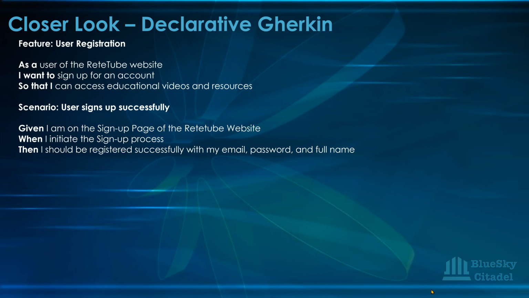The sign up button or the registration, it might not even say sign up, it might say register instead of sign up. But I know that I need to initiate that process. So I know I need to go on the website, look for the register button, click on it, whatever instruction I've been asked on the website to do all of that. Then I should be registered successfully with my email, password, and my full name. So we can see the keywords in here. Given, that's a precondition. When, that's the action and the trigger. Then, that is the outcome that we want to achieve.